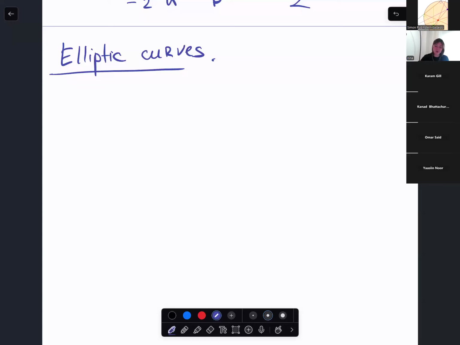Why is it the first non-trivial example? Well, okay, the simplest curve is a line, right? Take a line, I don't know, x equals y.